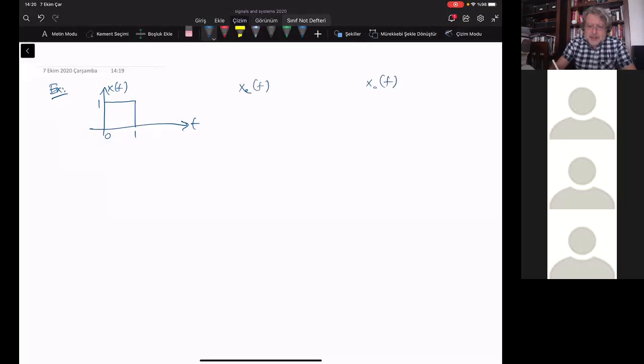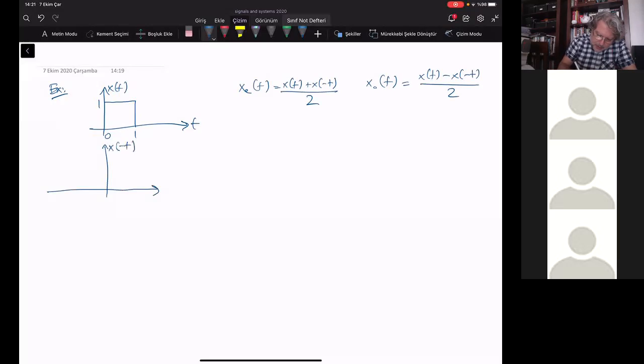X even of t is x of t plus x of minus t over 2. That's something that we have already found. And x odd of t is equal to x of t minus x of minus t over 2. So how do we do that? X of t was this. X of minus t is this, from minus 1 to 0 with a value of 1, like this. This is on the same t-axis.